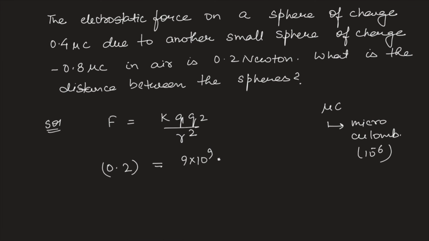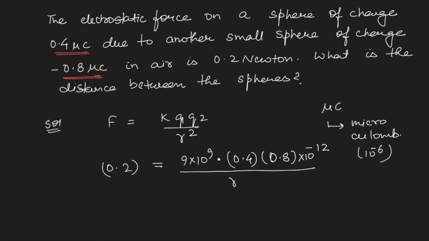So 0.4 into 0.8 into 10 to the power of minus 12, because there are 2 microcoulombs in the scene. As you can see, it's 0.4 microcoulomb and 0.8 microcoulomb, so 10 to the power of minus 6 into 10 to the power of minus 6, and that gives us 10 to the power of minus 12 divided by r squared.